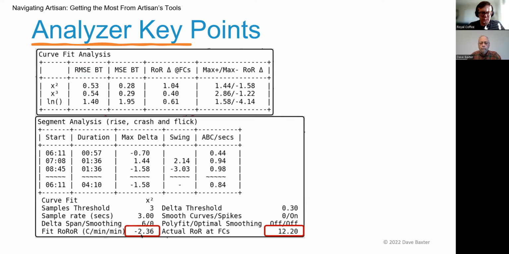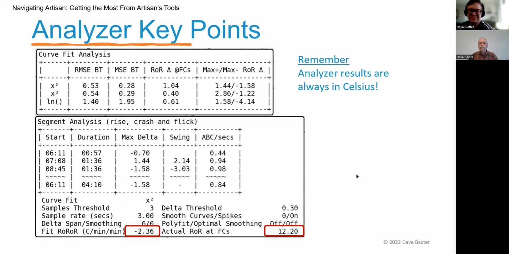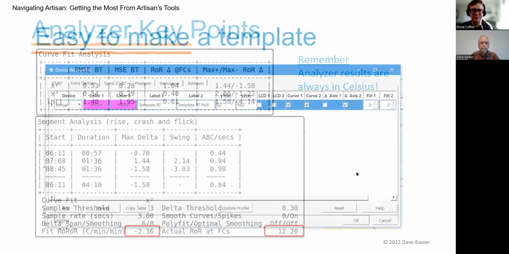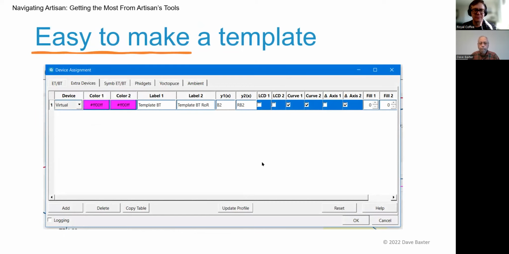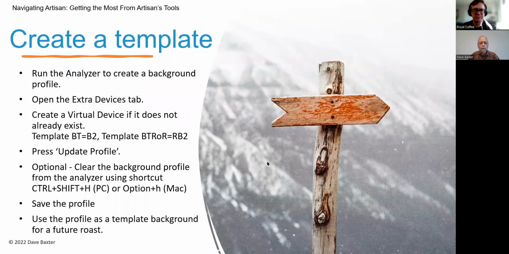Fit RoRoR, kind of a new value, but it is instructive to tell us how curvy is that BT curve. And while the absolute value here doesn't necessarily tell you a heck of a lot, knowing the difference, is one curve more curvy or less curvy than another, that is actually quite useful when you're comparing multiple curves. And your actual ROR at first crack is a useful number that we pull out too. And remember, analyzer results are always in Celsius. Don't forget that. It's easy to make a template. Just copy this in a virtual device and you'll get your template.